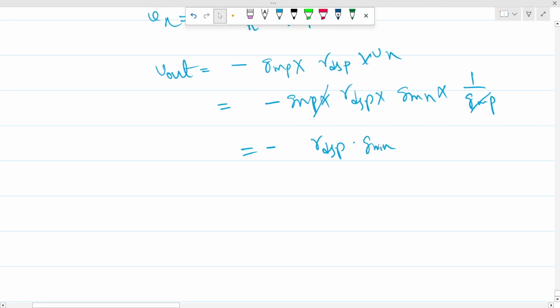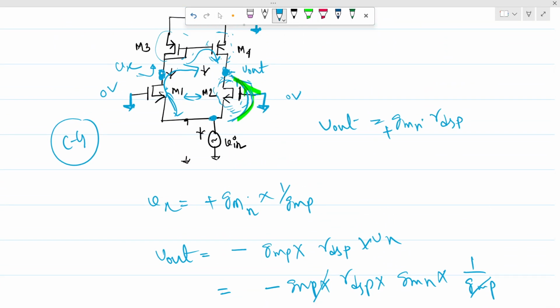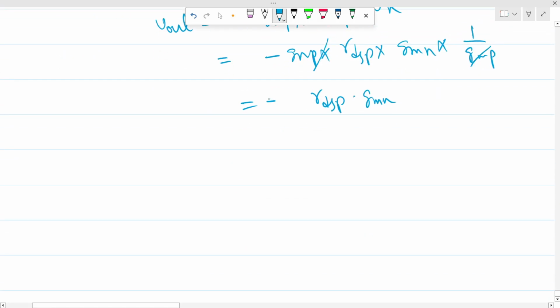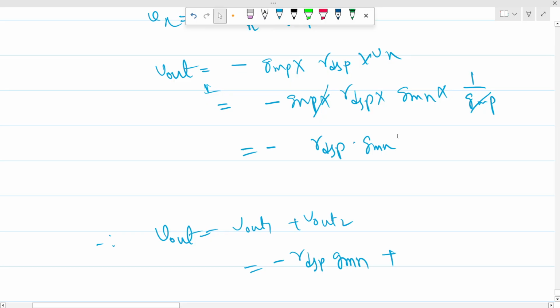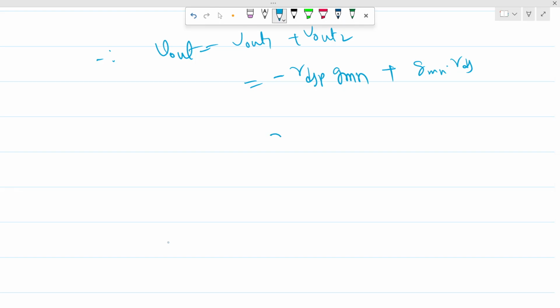Now we need to add these two paths so that we can get the final output. So this is V out 2 and let's say this is V out 1. If I do that, V out equals V out 1 plus V out 2. So what do you think? V out 1 is minus RDS of P GMN, plus this GMN into RDS, so this will be GMN times RDS. You can see it is getting a 0, right? 0 gain.